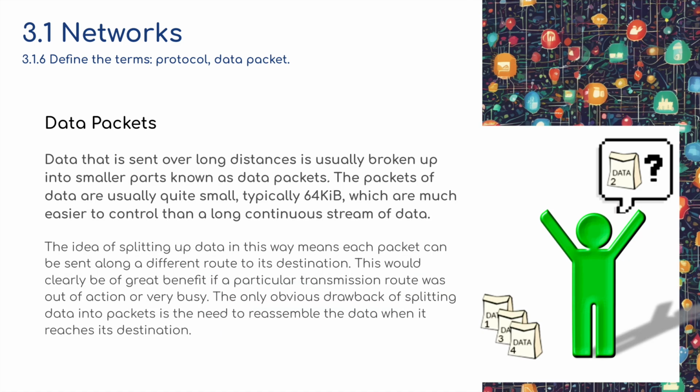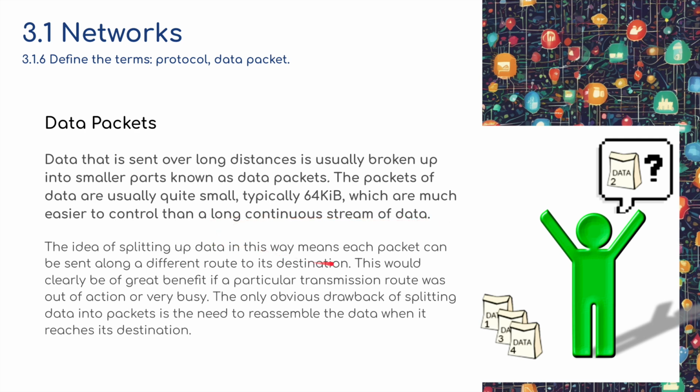Okay, somebody wants to email a great big file to somewhere else on a network, somewhere else in the world. A great big file, a massive video file or a massive block of text. So what generally happens is, rather than sending this all in one go and slowing the network down, where maybe it gets there, maybe it doesn't, depending on the speed of the network, when we're sending this data over long distances, we're going to break it up into small parts known as data packets, as you can see here. The packets of data are usually quite small, typically about 64 kilobytes, which are much easier to control than a long continuous stream of data.